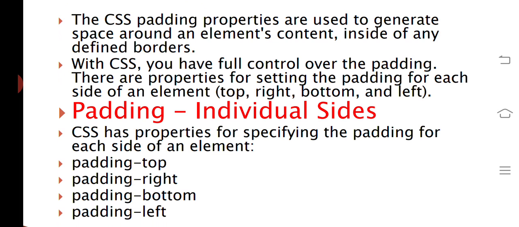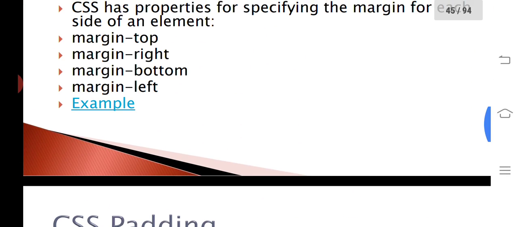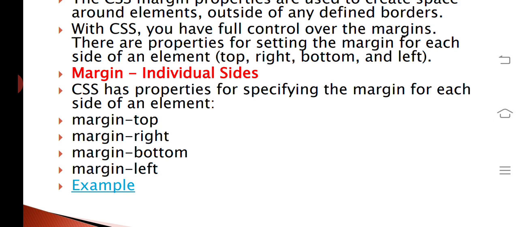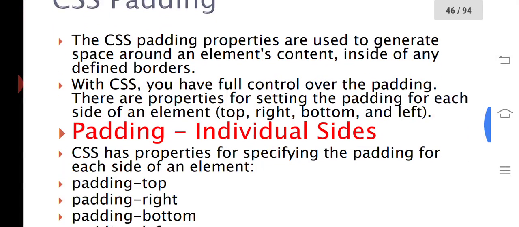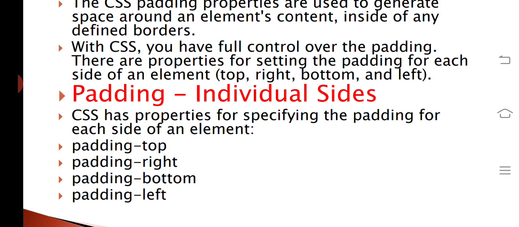Here, padding individual sides are properties that specify the padding for each side of the element: padding-top, padding-right, padding-bottom, padding-left, just like margin. Margin has margin-top, margin-right, margin-bottom and margin-left. The margin properties specify the margin for each side of the element, and the padding properties specify the padding for each side of the element.